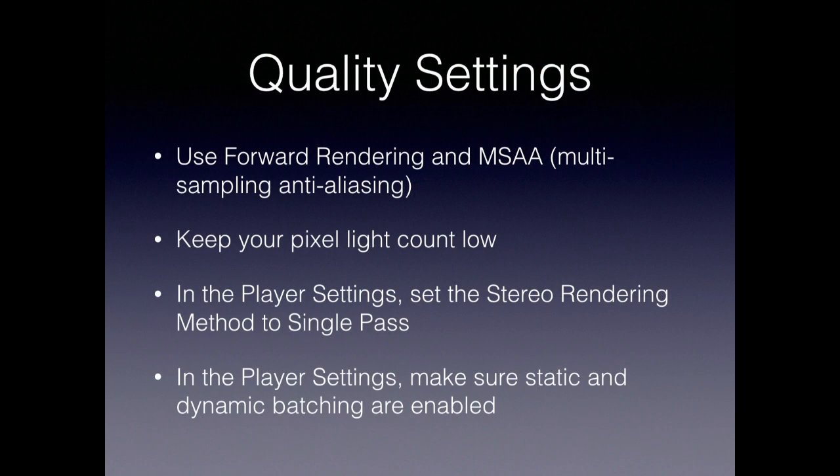Okay, quality settings are also very important. So VR uses a rendering technique called forward rendering. It was a choice made because there's less latency. And for that, you want to use multi-sampling anti-aliasing. Keep the values kind of low, but whatever is best for your game. With forward rendering, you want to keep your pixel light count low, because what that means is for every pixel you have, that's how many lights it's going to evaluate for that pixel.